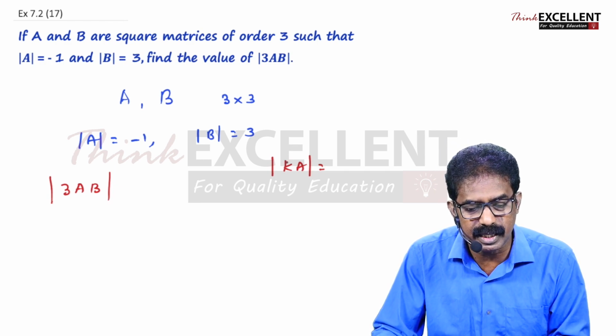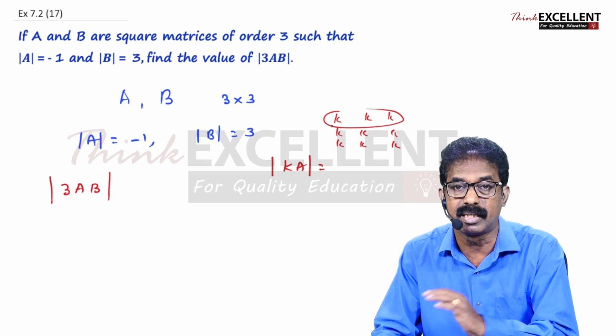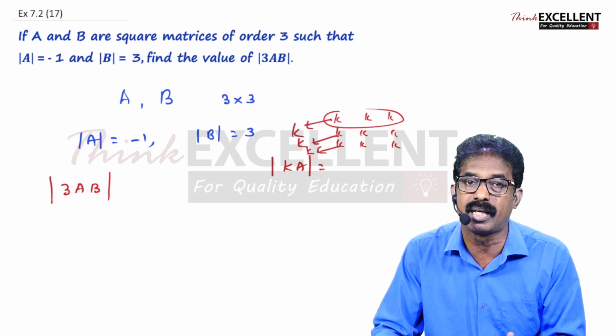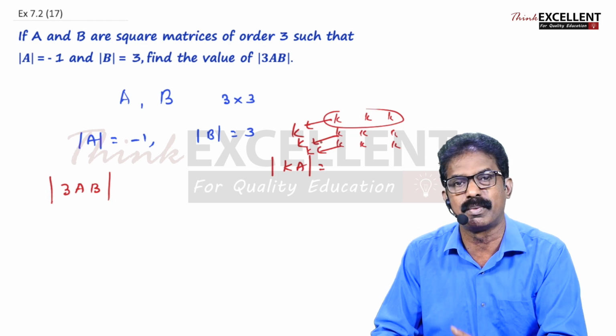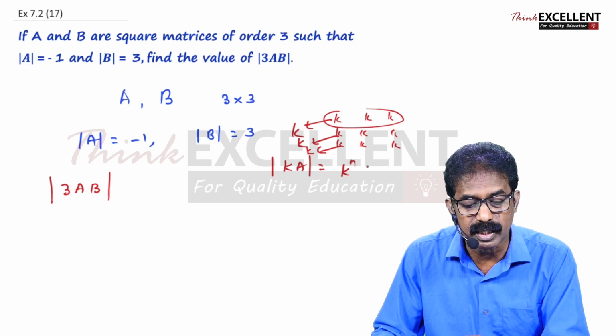Suppose here K into A. In a matrix, every element you multiply by K. Suppose it is a 3 by 3. When you convert it as a determinant, first row, you can take one K. Second row, you take one K. Third row, you take one K. So K cube into determinant A, if it is 3 by 3. If it is N by N, K raised to N into determinant A.